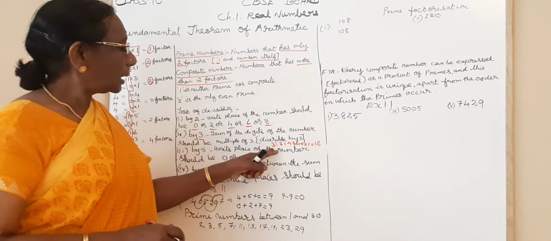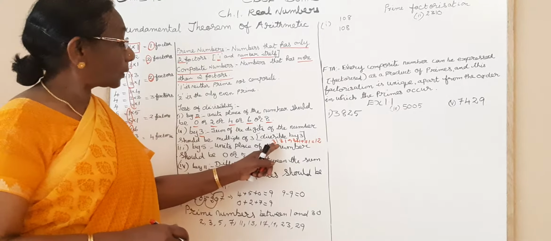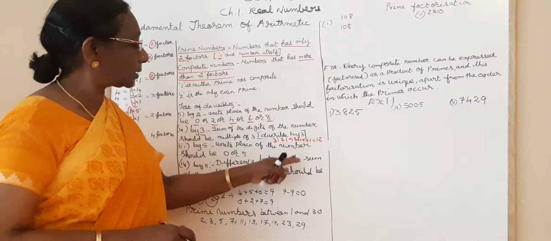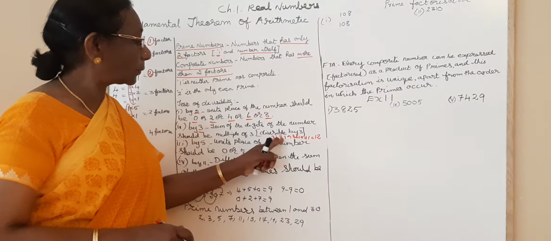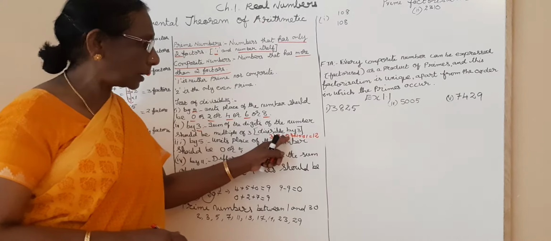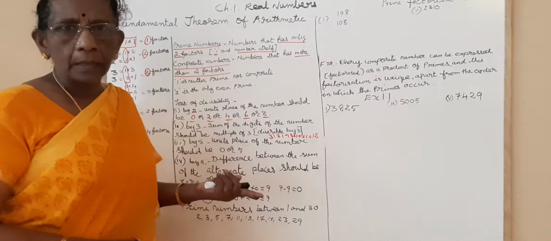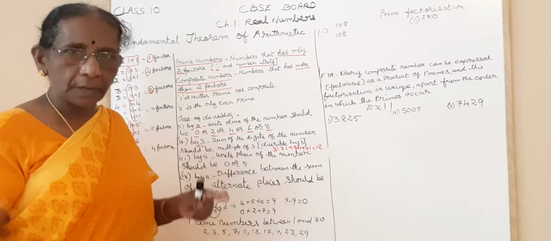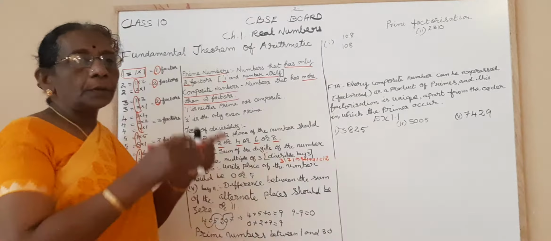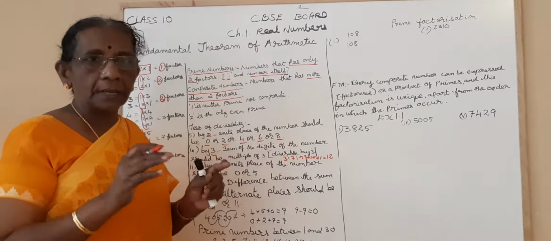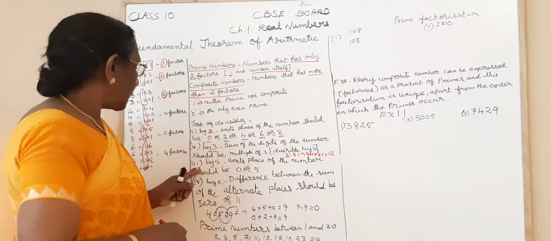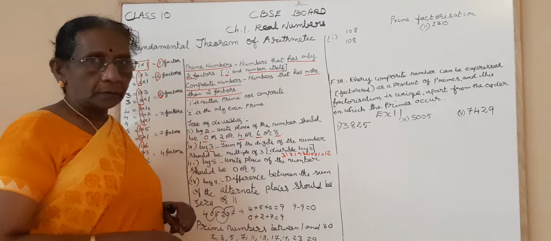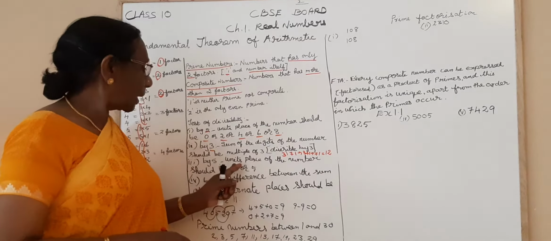Now for example, in this number 3171, if you add all the digits, what are the digits? 3, 1, 7, 1. If you add 3 plus 1, 4, 4 plus 7, 11, 11 plus 1, 12. 12 is a multiple of 3. Or in other words, 12 is divisible by 3. So straight away, if you add the digits of the number, you can check whether it is divisible by 3 or not. So you can proceed with the 3. And then divisibility by 5. For divisibility by 5, the units place of the number should be 0 or 5.